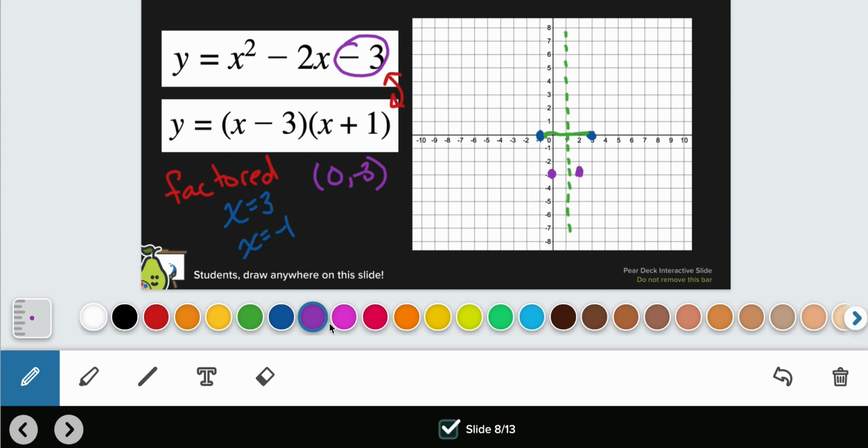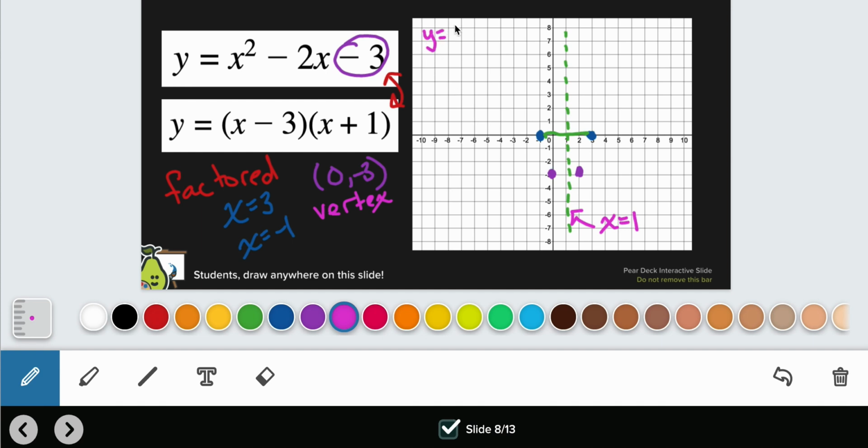Now, how do I find the vertex? The vertex is the maximum or minimum. What I'm going to guess is that the vertex is going to be around this area because the parabola looks like it's going down and then hits the axis of symmetry and then goes back up. What I'm going to do is plug in this value for x, x is equal to 1, into my equation.